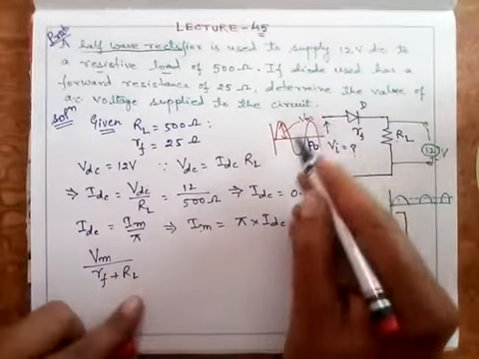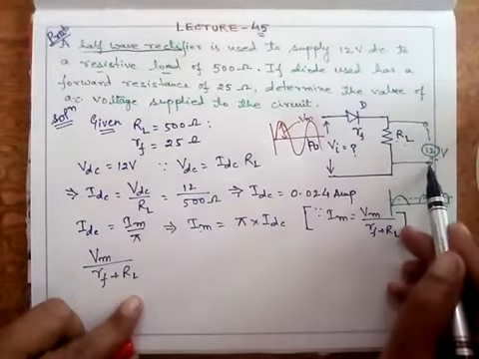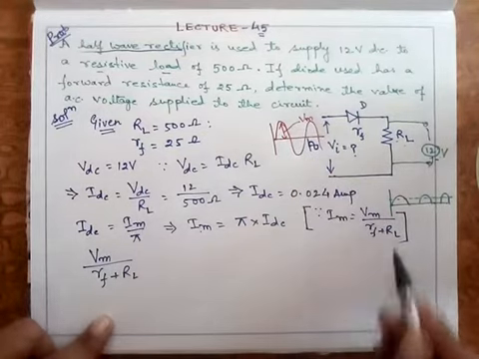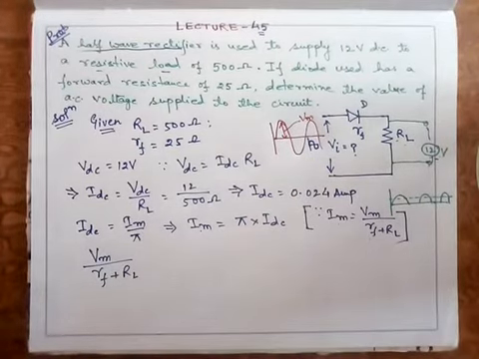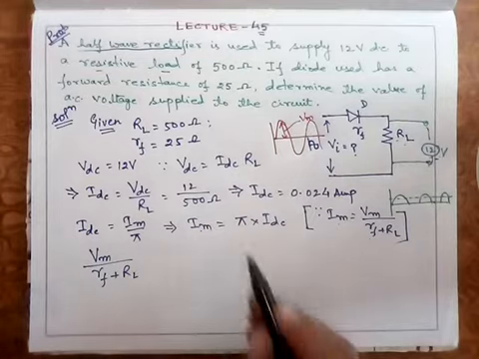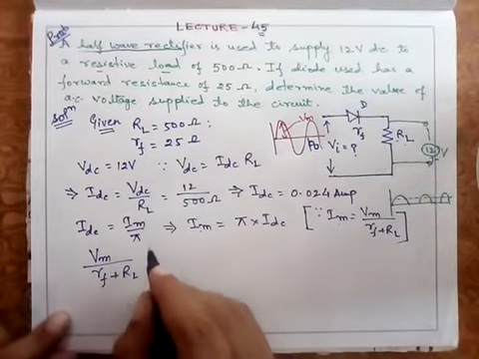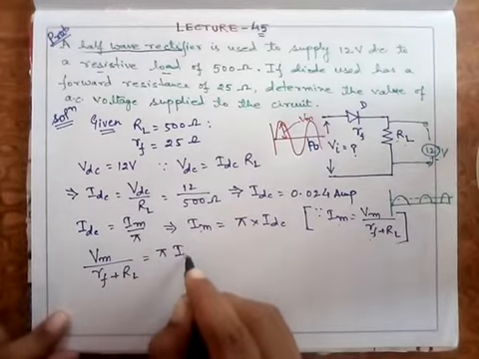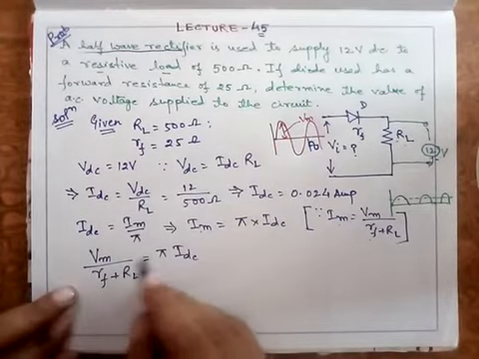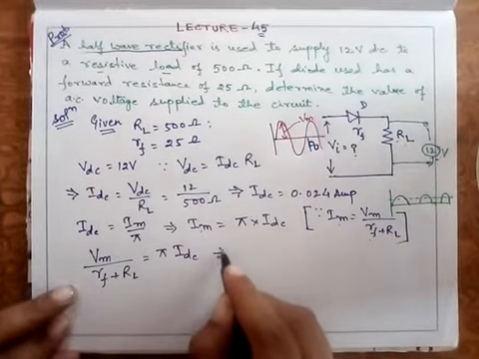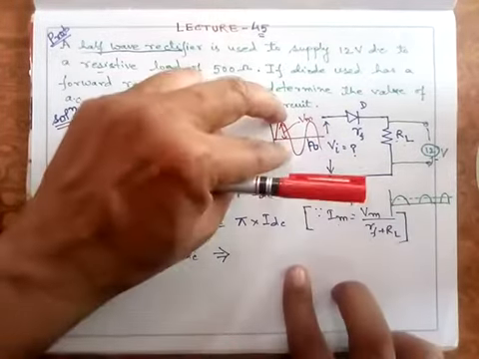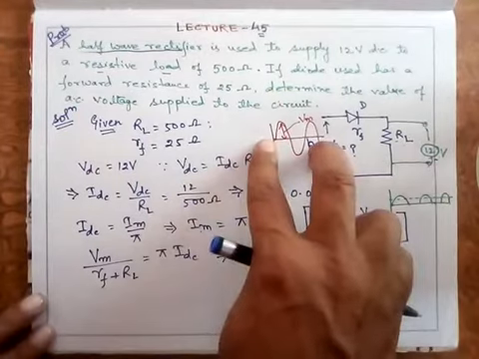This Vm, when this is maximum, of course, this current will be Im. Im is equal to Vm upon Rf plus RL. So Im is equal to this much, which is equal to pi into IDC. So from here I can find the value of Vm, the maximum amplitude of the input signal which I apply here.